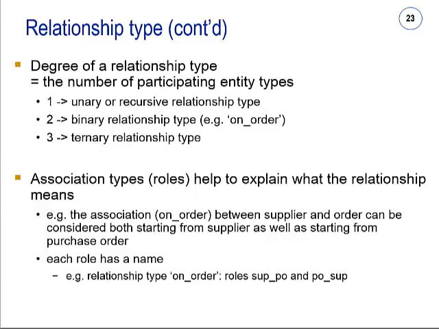Every relationship is represented as a diamond, which can actually be interpreted as two connected arrows. An arrow that goes up or down or left or right. These are what we refer to as the association types or roles. They help to explain what the relationship means. For example, the association on order between supplier and order can be considered both starting from supplier as well as starting from purchase order. Each role has a name. Relationship type on order has the role from supplier to purchase order, and vice versa, the other arrow from purchase order to supplier.